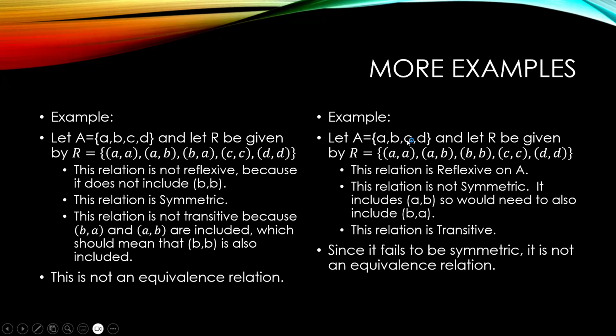For this example, A is {a, b, c, d}, and we have (a,a), (b,b), (c,c), (d,d), and then we have (a,b), but we do not have (b,a). Because of that, it does not satisfy the symmetric requirement. It doesn't satisfy the symmetry property. Since it includes (a,b), we would need to include (b,a) also for this to be an equivalence relation.